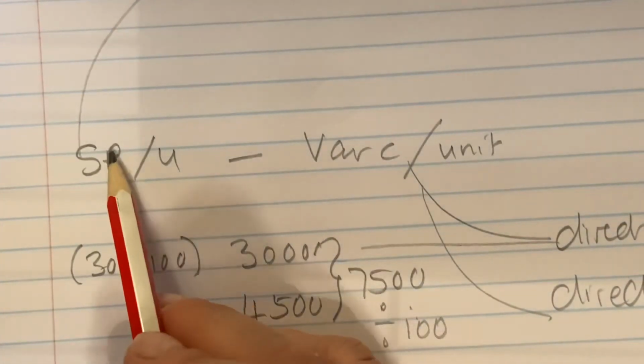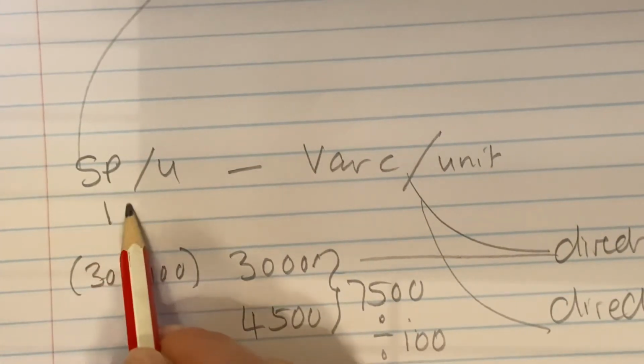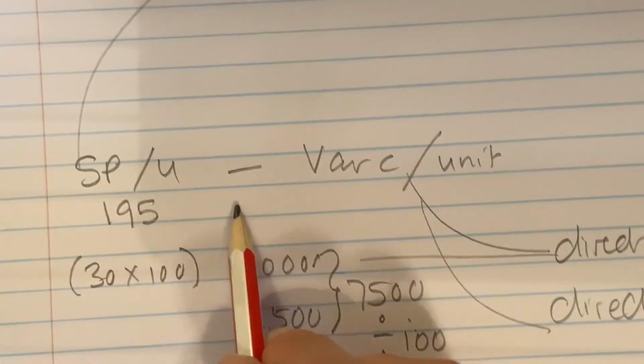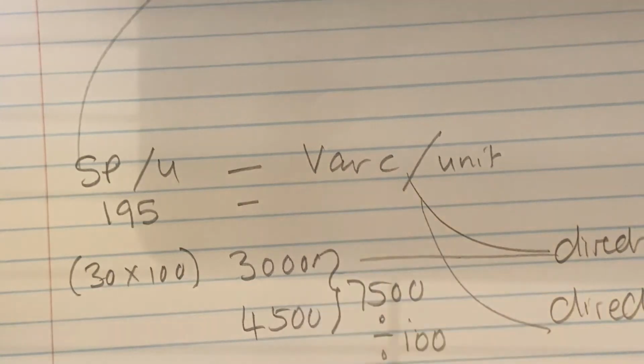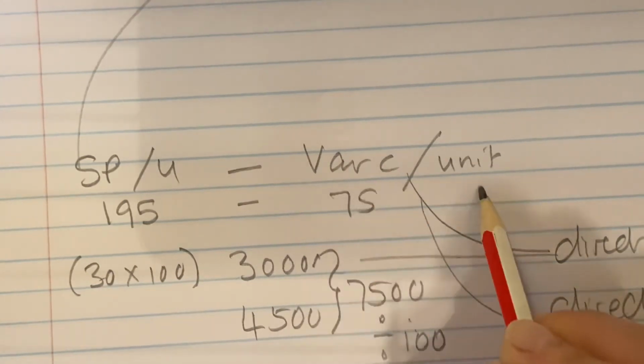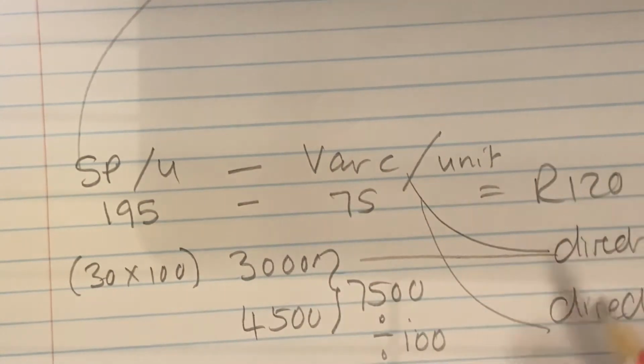Right. So how do I calculate my contribution? Selling price is 195 Rand. Your variable cost is this one, 75. So that is 120 Rand.